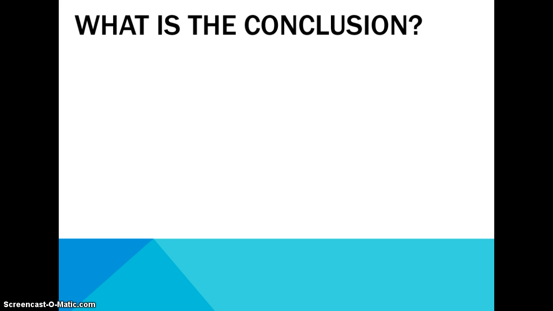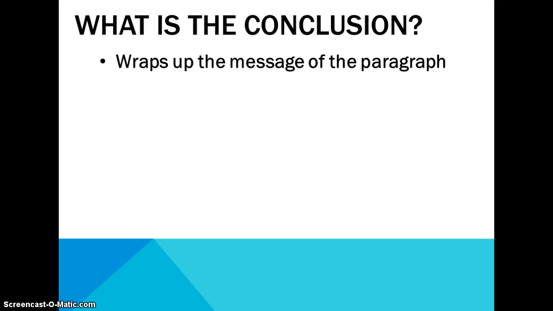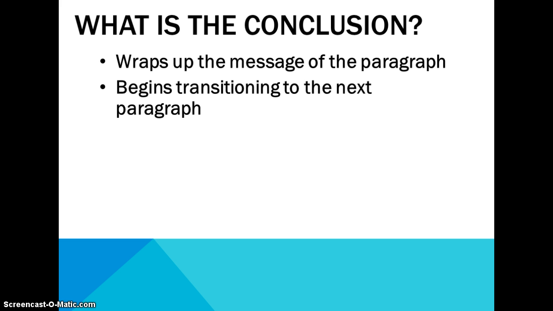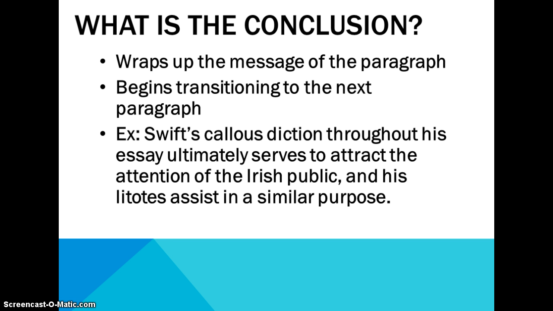Finally, we're going to talk about what the conclusion is in the body paragraph. And please note, guys, there is a separate paragraph called a conclusion that wraps up your whole essay. This is just a conclusion sentence that wraps up the body paragraph. And so what it does, it wraps up the message of the paragraph, like I alluded to. And really, it should begin transitioning to the next paragraph so that your writing really flows smoothly. Okay, so again, going back to our Jonathan Swift example, Swift's callous diction throughout his essay ultimately serves to attract the attention of the Irish public, and his litotes assist in a similar purpose.